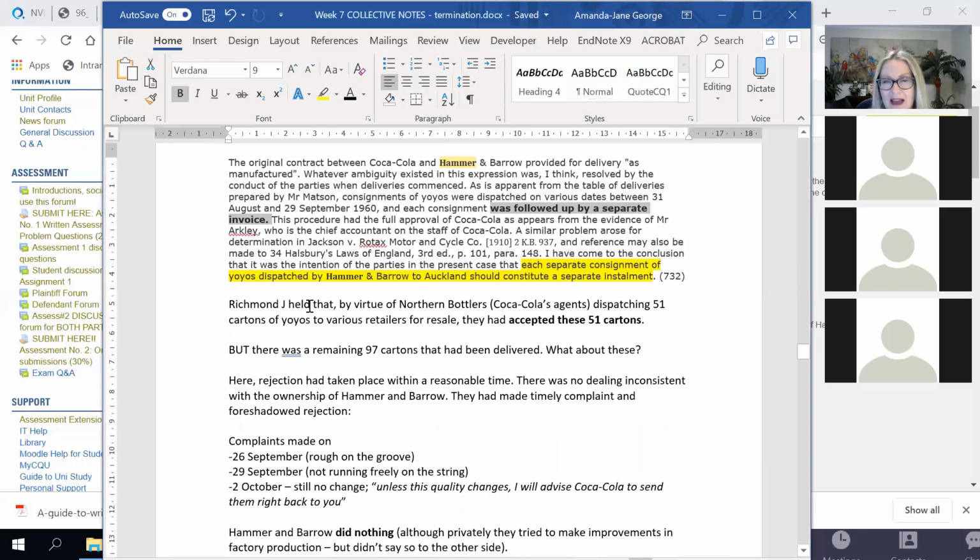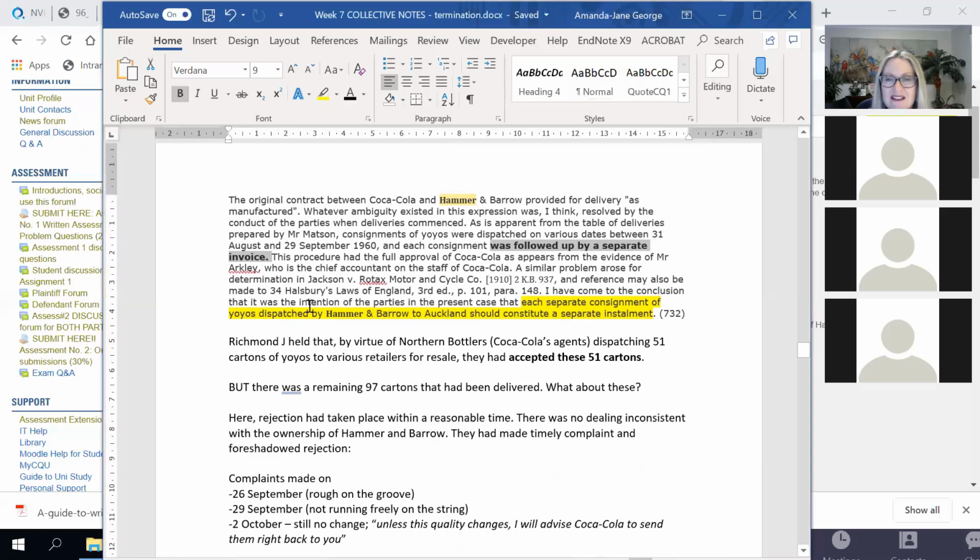So what does that do? How does that advance Coke's argument? It advances Coke's argument because if each little invoice for each delivery could be considered one further chunk of the contract, each divisible part of the contract itself is like a little mini entire contract, right? So they might have accepted some, but they could reject the rest. Yes? Some they had accepted, but others, most, they hadn't. 97 cartons. So they accepted 51, and there was 97 cartons.